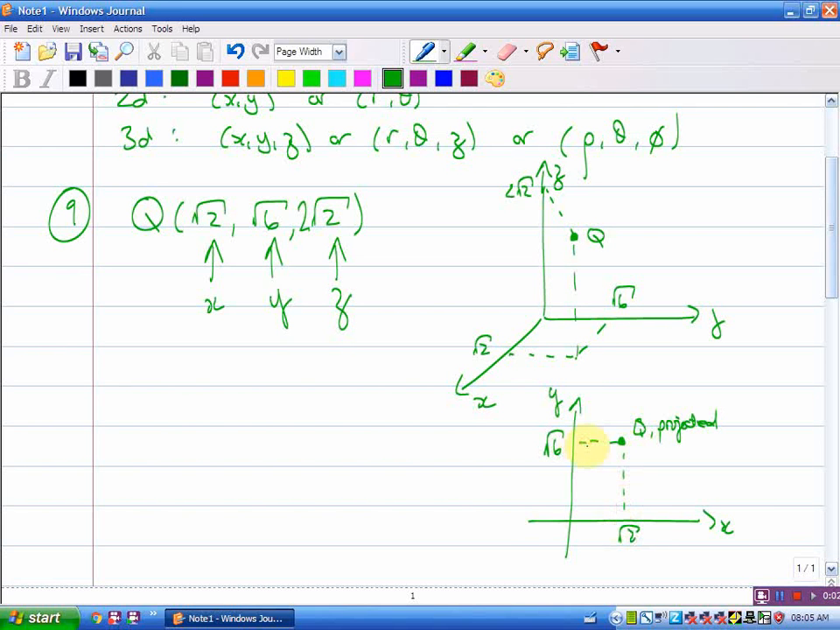Which makes it fairly easy for us to work out what r and theta are. r is going to be that, and then theta is going to be the angle between the positive x-axis and that line. It's quite funny, on the screen that's a fairly dark green, but up here it's not.